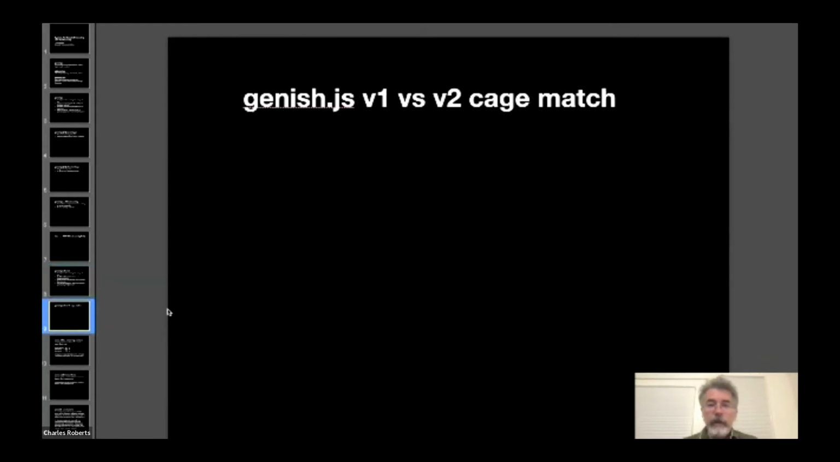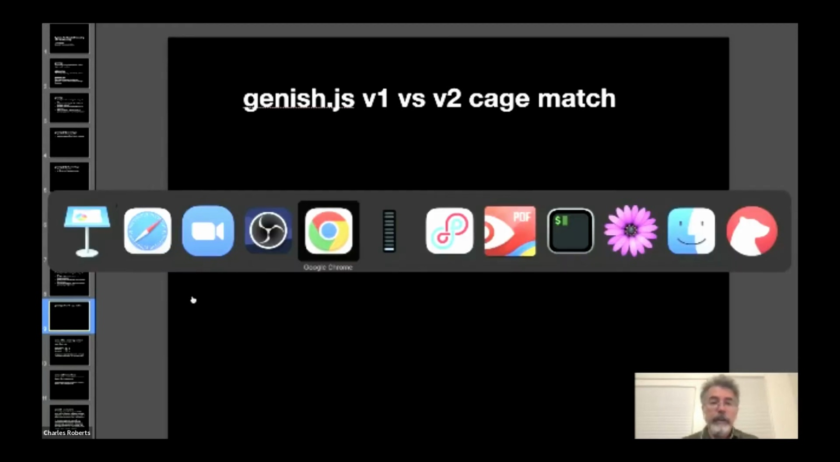So I'm going to do a couple of demos right now, just to kind of illustrate the differences between the original JavaScript version of Genish and this new version in terms of performance and what some of the problems were that I stumbled upon.